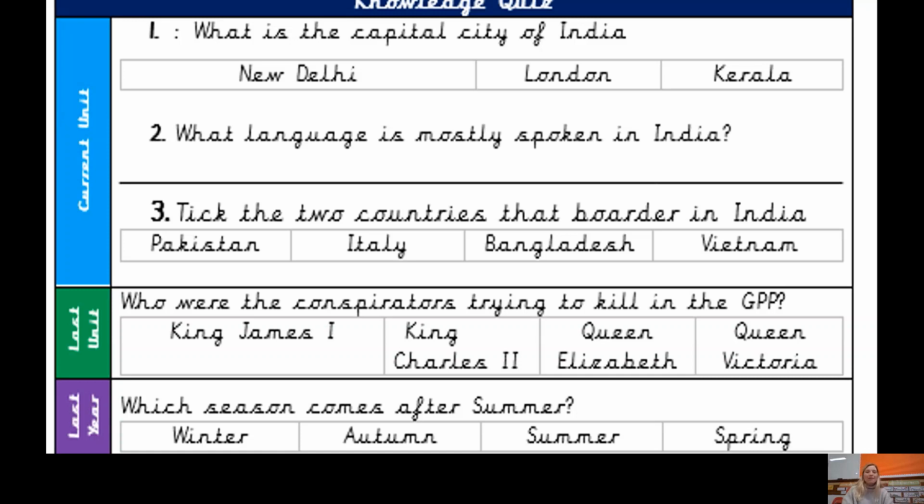Now let's go back to the gunpowder plot for this next question. Who were the conspirators trying to kill in the gunpowder plot? Was it King James I, King Charles II, Queen Elizabeth, or Queen Victoria? Pause and press play when you're ready. The answer is King James I. King Charles II was involved in the Great Fire of London, so we've learned about him last time as well. But King James I was the king at the time when they did the gunpowder plot.